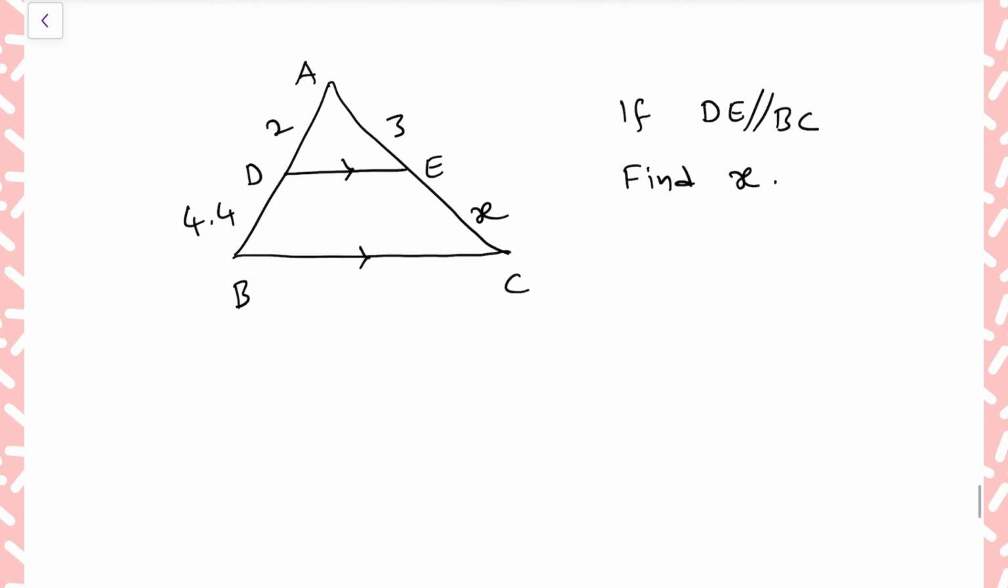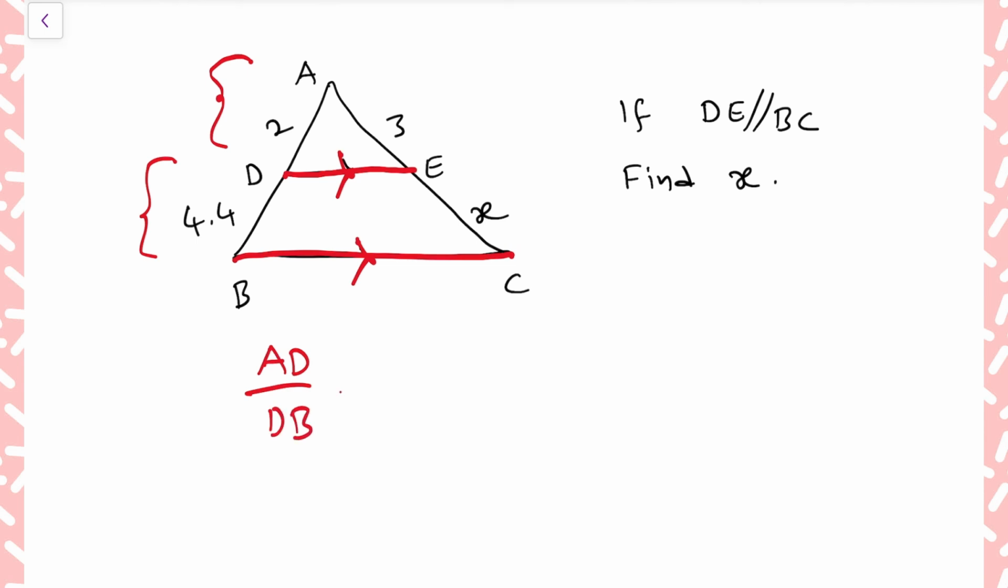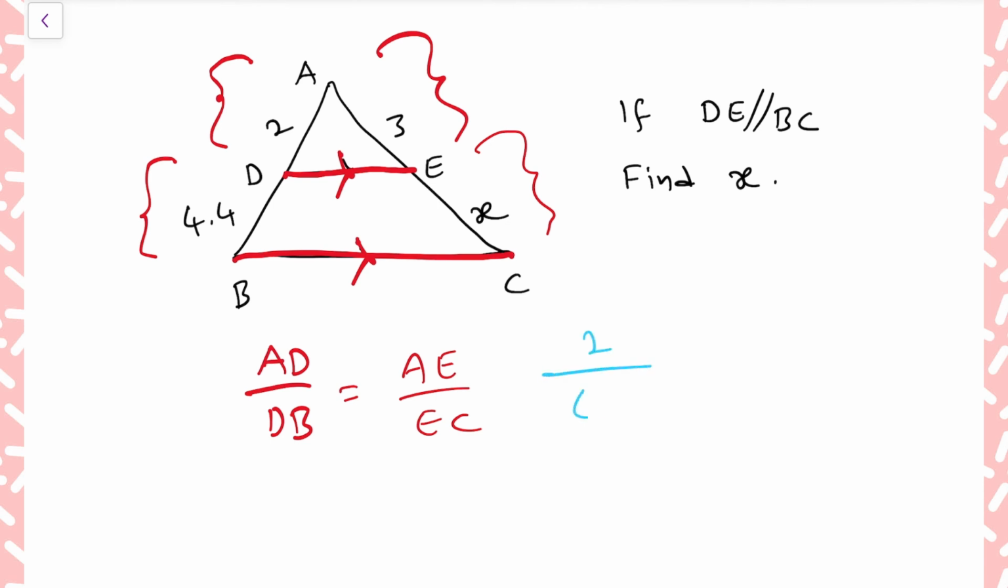Next, in this triangle ABC, if DE is parallel to BC, this question clearly mentions that these two lines are parallel to each other. Then he is asking to find out some missing number. If these two lines are parallel, then upper one by lower one, that is AD by DB, equals upper one by lower one, that is AE by EC. What are the measurements we got? AD is 2, DB is 4.4, equals AE 3 by EC x, some unknown number we need to find out.